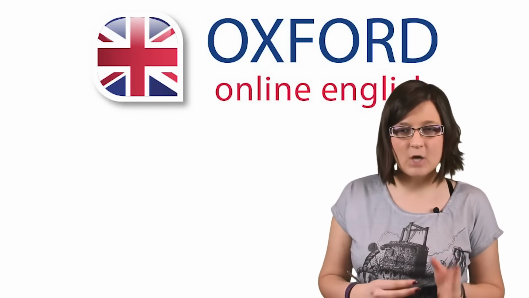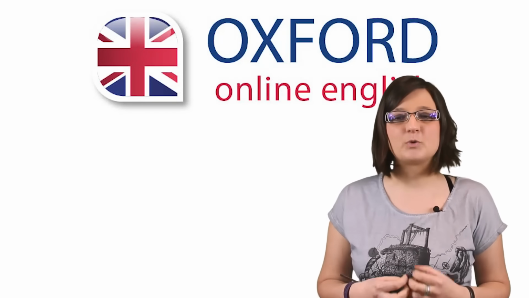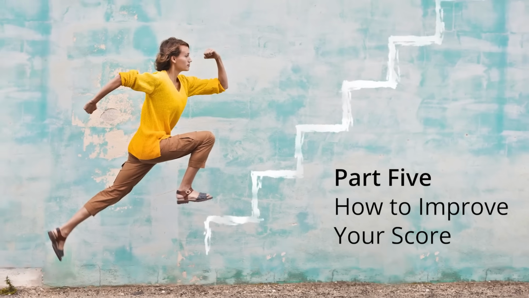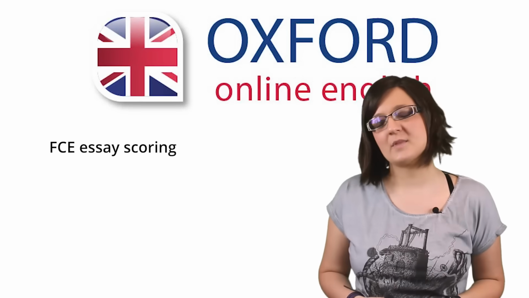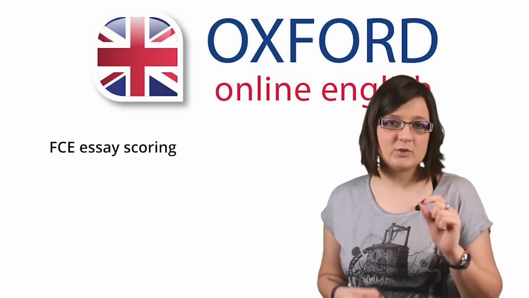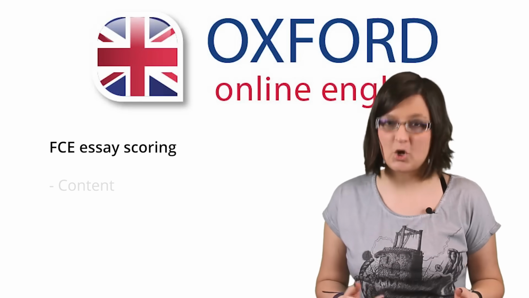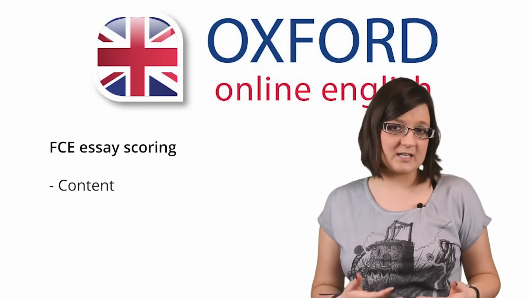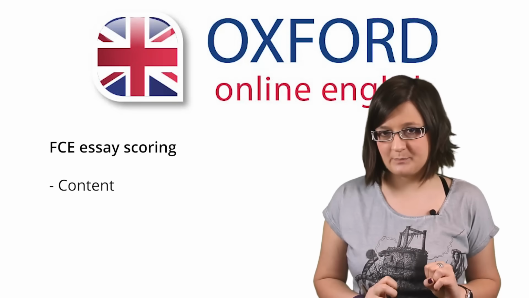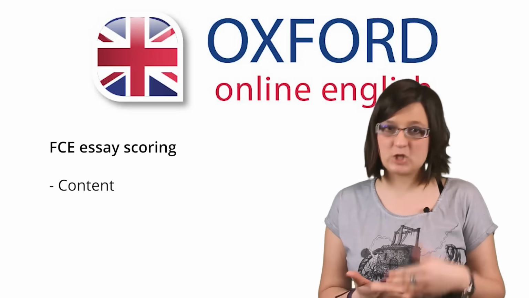Next, let's focus on what you can do to produce a good FCE essay which will get a high score in your exam. Your essay score is made up of 4 parts. For each part, you get a score from 0 to 5. First, there's content. The mark scheme says this focuses on how well you have fulfilled the task. In other words, have you done everything you were asked to do?